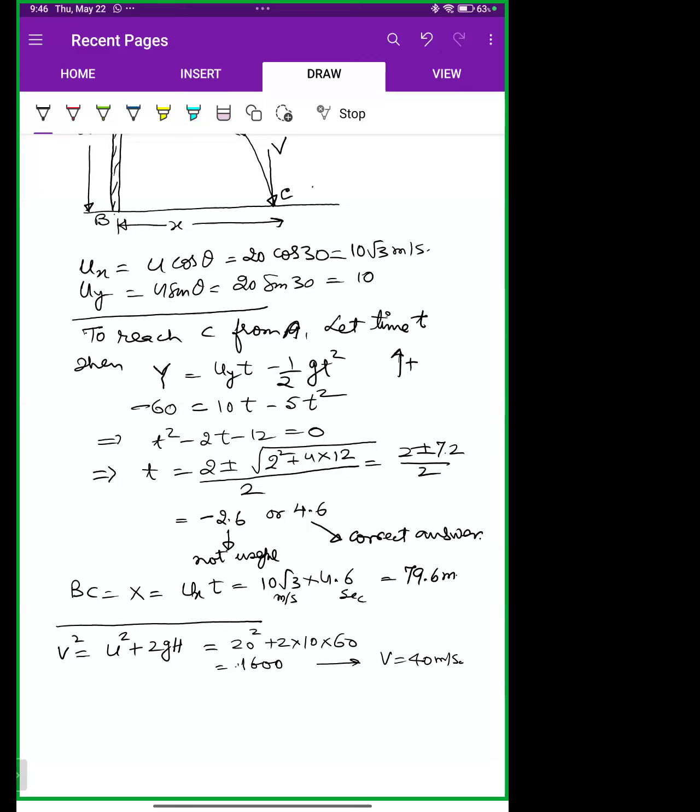Here, if V square is equal to U square minus 2GH is used, then H will be minus 60. This is what you wanted to know. Yes, sir.